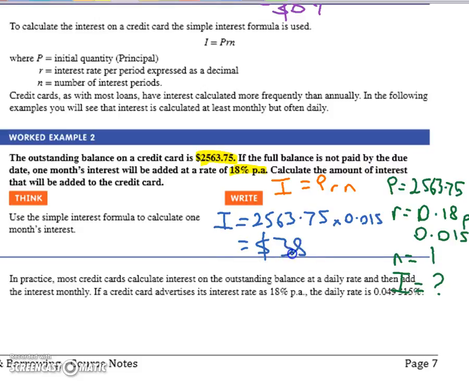38.45. Excellent. Well done. So that is 1 month's interest. Do you have to put per month? No, because the question said calculate 1 month's interest. That's not what you pay back per month. That's how much interest. How much were you paying back a month? What was the minimum repayment?